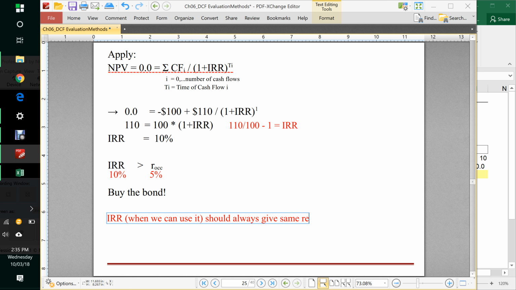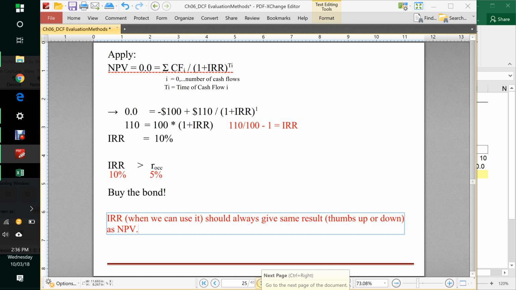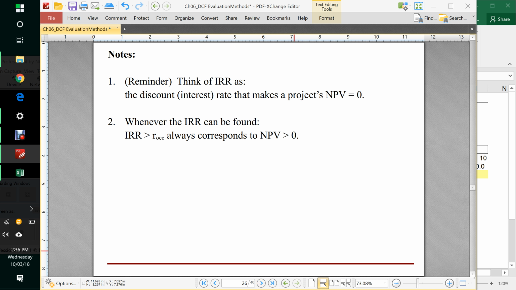So heads up, IRR, when we can use it, should always give you the same result, thumbs up or down, as NPV. So that's a nice thing too. You can check your work when you can use both IRR and NPV. If the NPV says go for it, the IRR should say go for it.